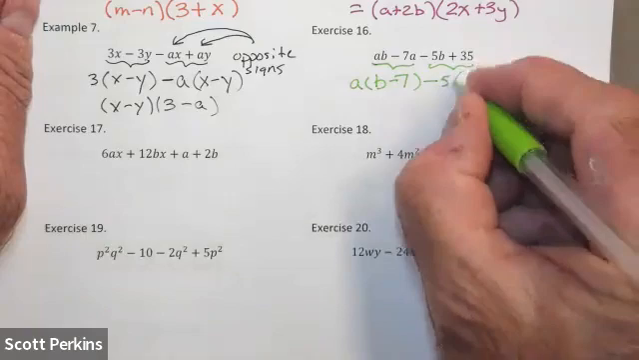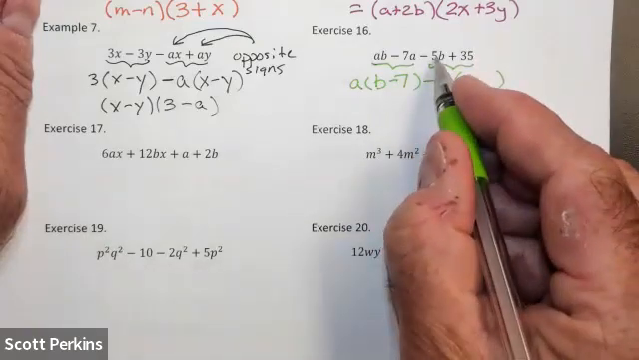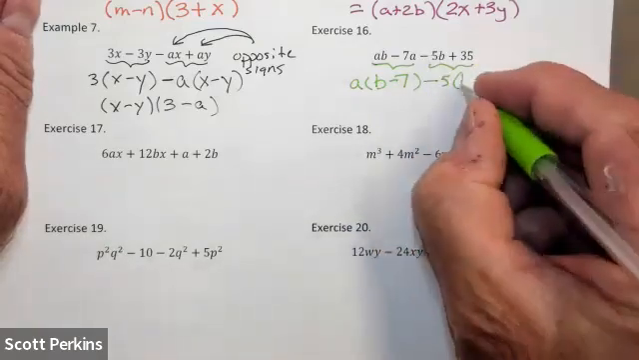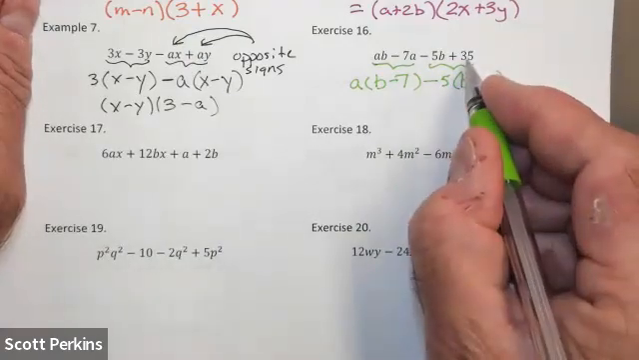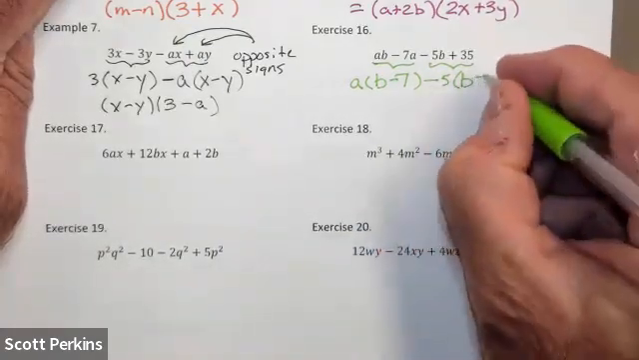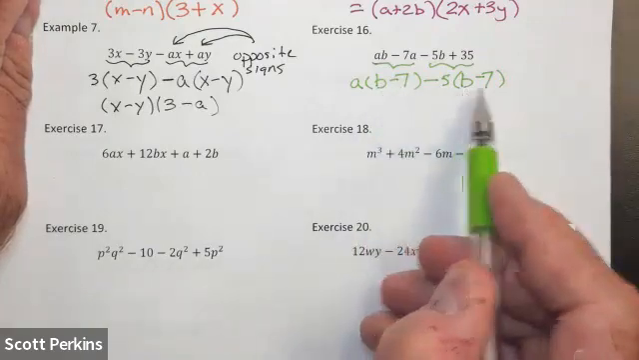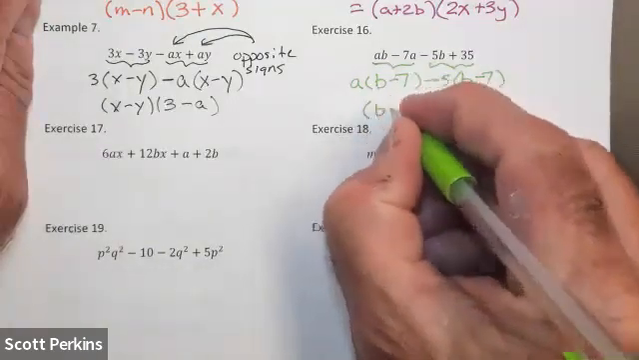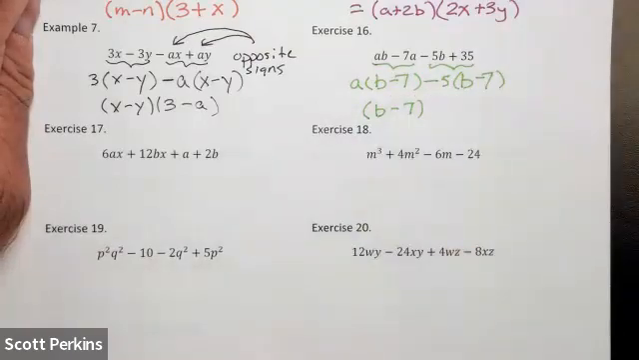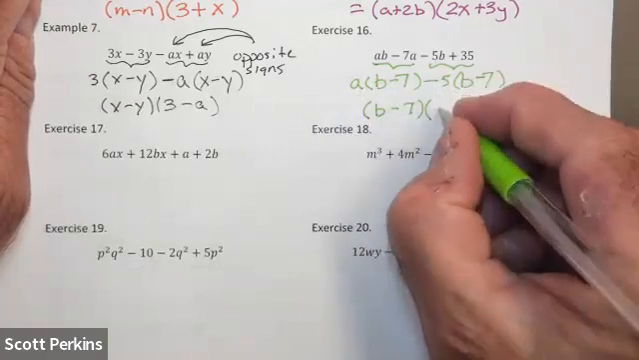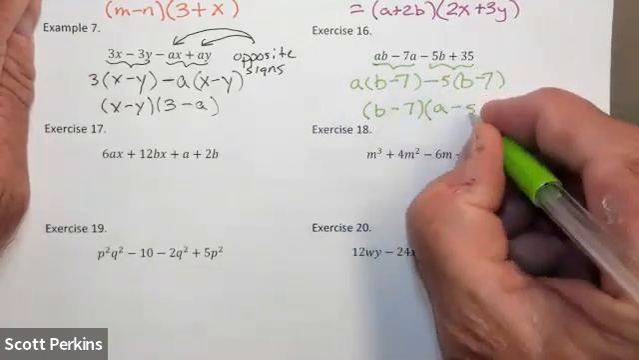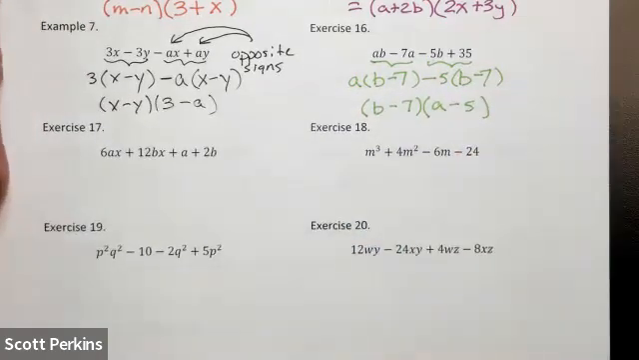5. Yep. Okay. And then negative 5b, a negative divided by a negative leaves me a positive b. Positive 35 divided by negative 5 leaves me negative 7. And once again, my grouping worked. I've got a b minus 7 in both parentheses, so I'll factor it out. That's my common factor. That's what this whole section's been about. And then I have an a left from the first term and a minus 5 left from the second term. And there's my factored expression.